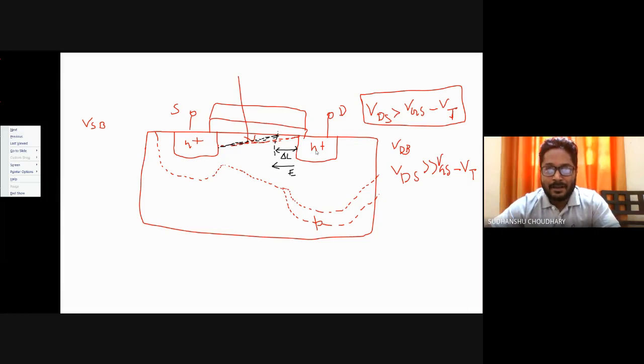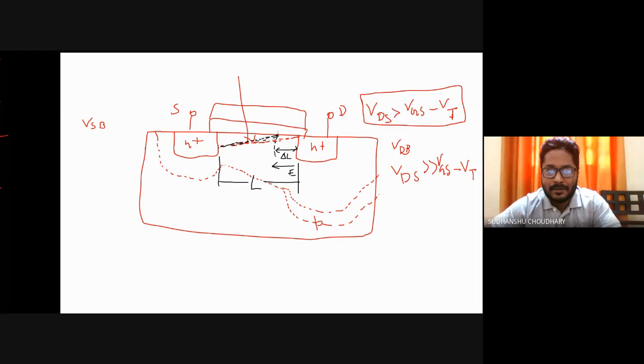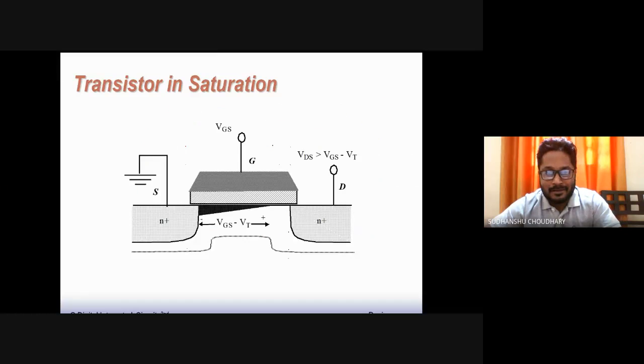In fact, you will find that because of channel length modulation, the channel is reducing now. Earlier the channel was from here to here, that is L, the complete L, but now the channel is only up to this point. That is, the channel length has modulated or reduced, so now the channel length is L dash. Because of this reduced channel length, you will see that the current increases. So let us look at how the current is modeled.